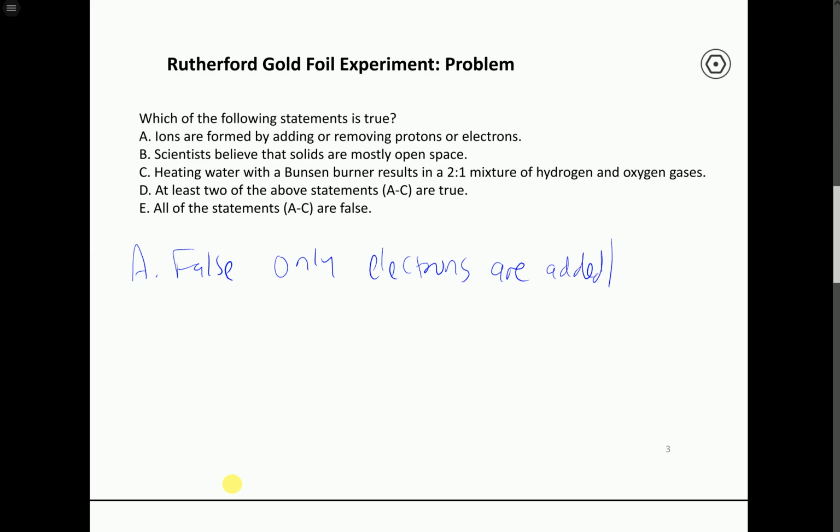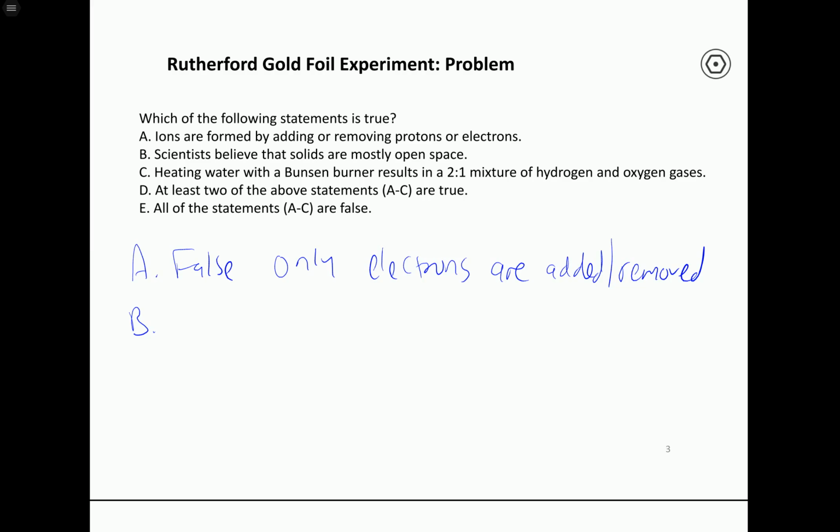But the answer choice that was popular was choice B. Many of you thought that this was also false. So scientists believe that solids are mostly open space. Now, we didn't talk a lot about the states of matter in lecture, but a solid is a state of matter where the atoms are themselves packed very closely together. So this may lead you to believe that there's very little empty space in a solid.